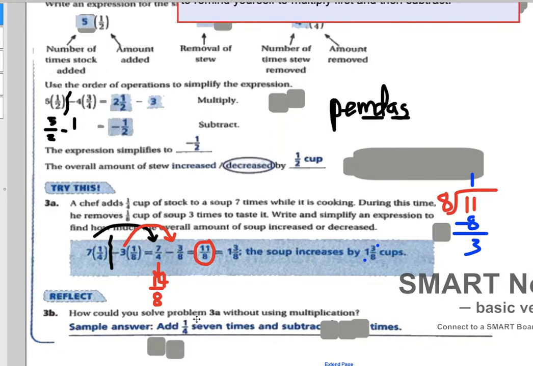So how could we then, for the reflect question, use problem 3A without using multiplication? Well, we could add 1/4 7 times. So 1/4, 2/4, 3/4, all the way to 7/4. And then we could subtract 1/8 3 times. So 1/8, 2/8, and then 3/8. That's 3 times the 1/8. And there's your response for the reflect 3B.